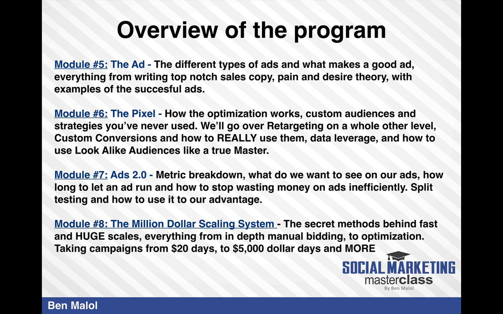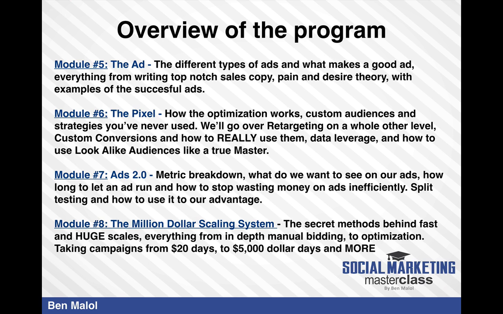Module number 5, we're going to talk about the different types of ads and what makes a good ad, everything from writing top-notch sales copy, pain and desire theory with examples of these successful ads. Module number 6 is the pixel, how the optimization works, custom audiences, strategies you've never used. We'll go over retargeting on a whole other level, custom conversions, and how to really use them, data leverage, and how to use lookalike audiences like a true master.